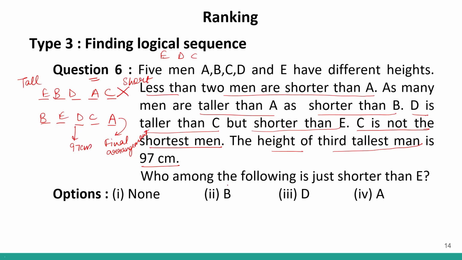We have to find out who among the following is just shorter than E. So just shorter means immediately shorter than E. Immediately shorter than E is D. Just before E is D. Therefore, my answer will be option number 3, D. Clear? My answer is option number 3, D.